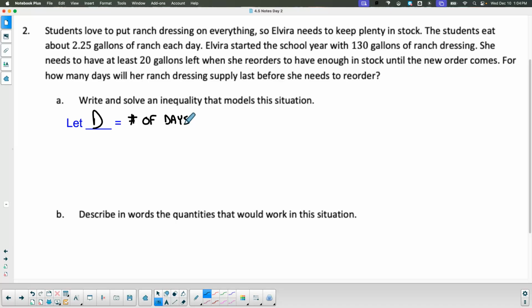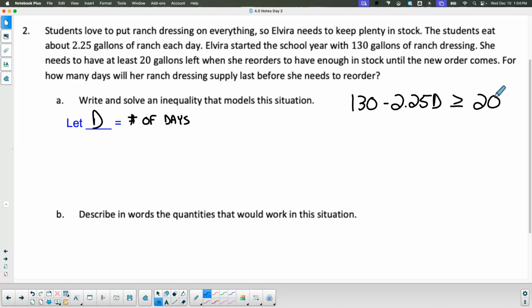Anybody want to start us out? Oh, 130 minus 2.25 D is greater than or equal to 20. Do we agree with that?